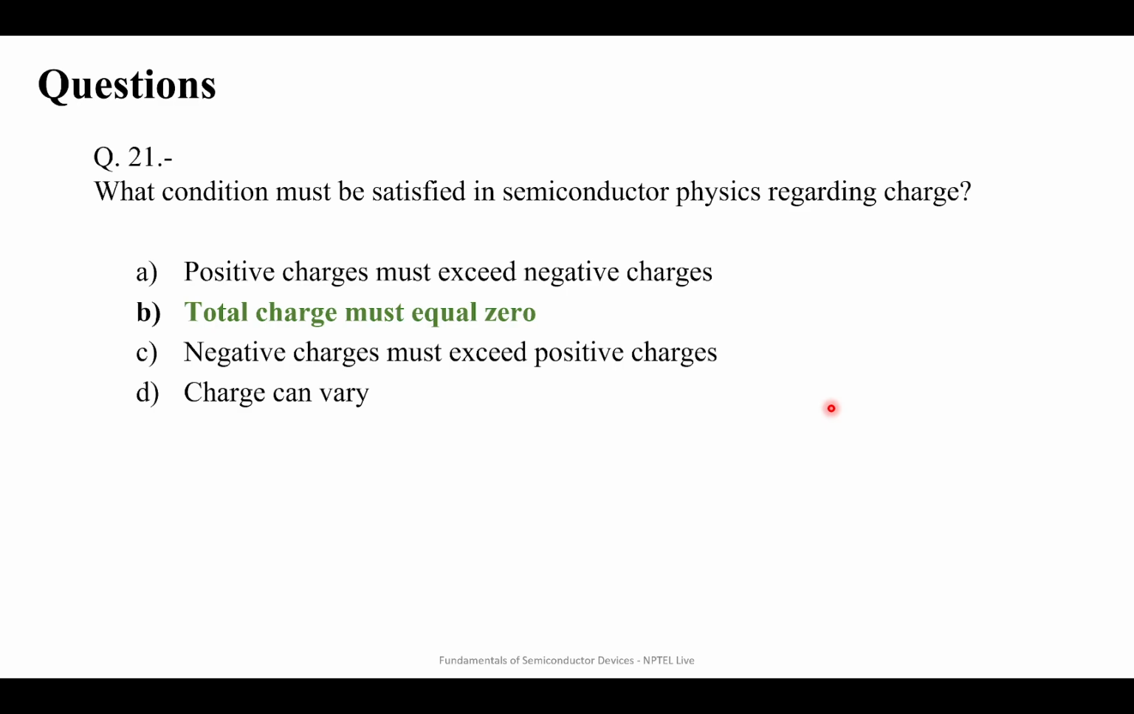Since if you see, you have not added any charge to your semiconductor during doping, you have only added atoms. So you have not added charge from anywhere, so your total charge must equal zero. If it is not equal to zero, your carriers will move across the semiconductor such that your total charge equals zero. And this is called charge neutrality.